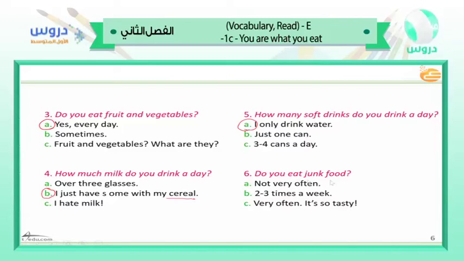What about junk food? Do you eat it very often? 2 to 3 times, not very often. Very nice. So for me, it's from 2 to 3 times. We know that it's tasty. That's why, because it's tasty, but it's unhealthy. Really, it is not healthy. Okay? Very nice. Thank you very much.